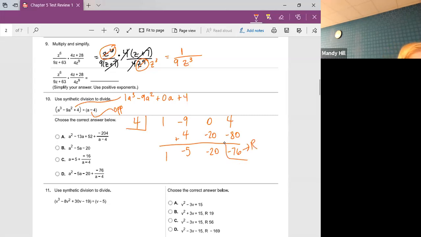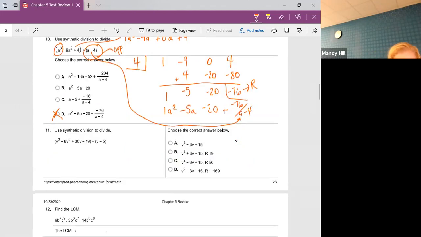So if we started with an a to the 3rd, when we write our answer, we need to do 1 less than that. So if this is an a to the 3rd, then our answer is going to be 1a squared minus 5a minus 20 plus negative 76 is our remainder over whatever we were dividing by. So we were dividing by a minus 4. So this needs to be a minus 4. So on number 10, the right answer is going to be D.